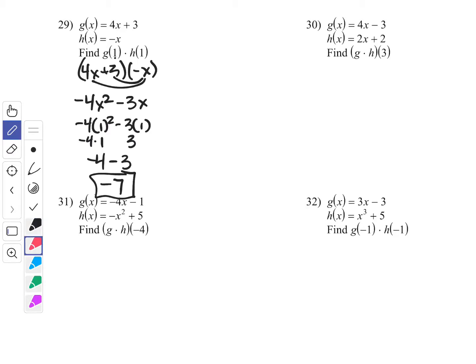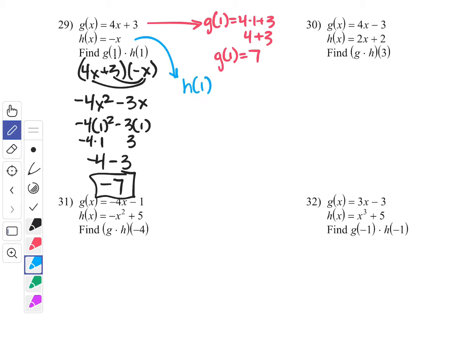Or this is where I think it's easier to evaluate. Because then we just go g of 1 equals 4 times 1 plus 3. 4 times 1 is 4, plus 3 is 7. g of 1 equals 7. h of 1 would equal negative 1. That was easy. So then we just go 7 times negative 1, and we get negative 7.